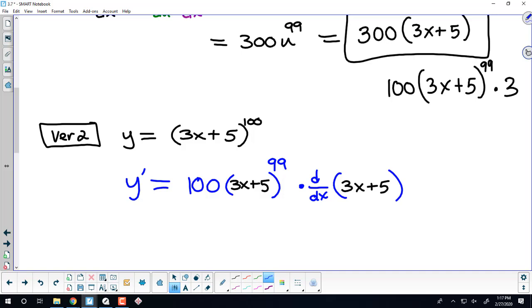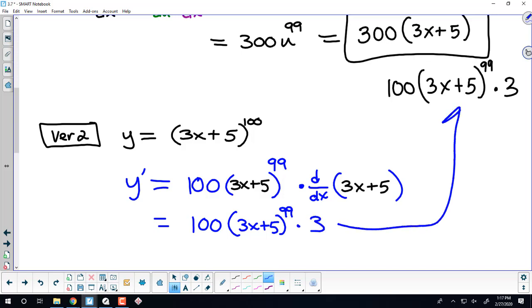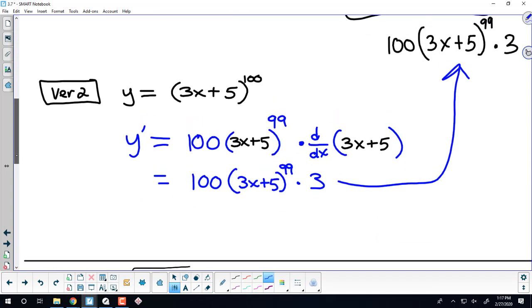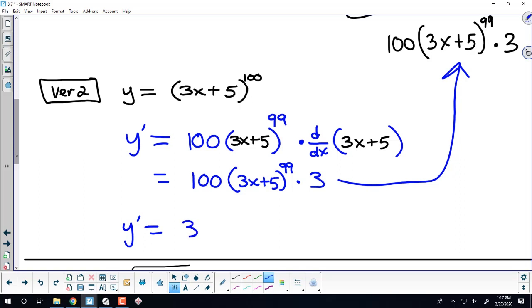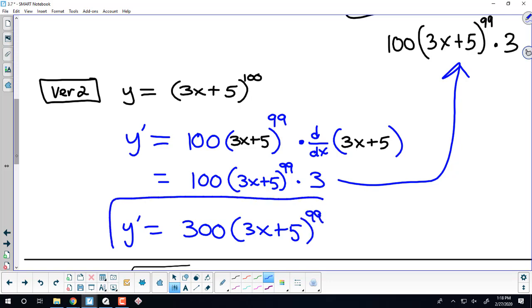And you see we get the same thing, right? 300 times this quantity. We see that's exactly the same as what we got in version 1. So honestly, version 2 is faster. You don't have to make substitutions and then resubstitute. But I think when you're initially starting out, version 1 can be pretty helpful to sort of get your bearings with all of this.